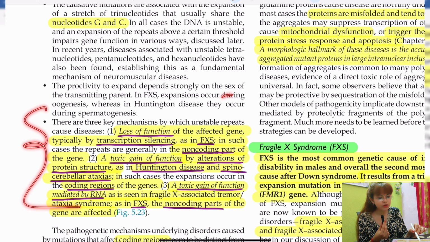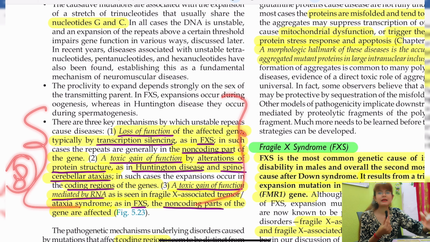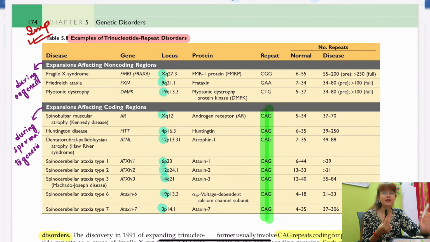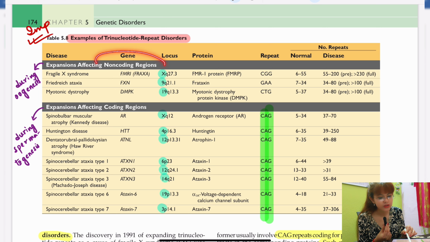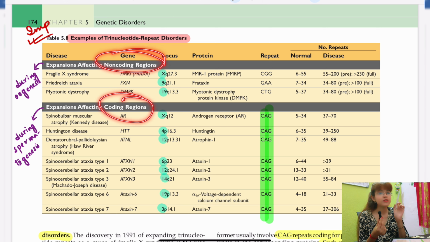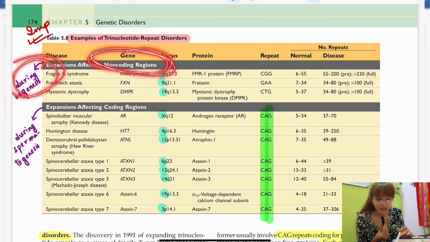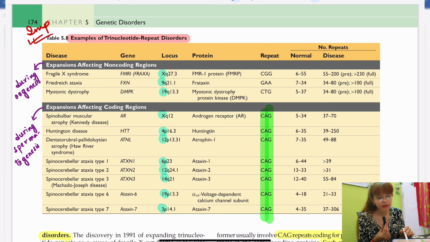Sometimes you may get MCQs that confuse these, so you must remember these three mechanisms. But what is most important is this table. You must know that there are non-coding regions and coding regions. The repeat expansions involving the non-coding regions happen during oogenesis, and the expansions affecting the coding regions happen during spermatogenesis.